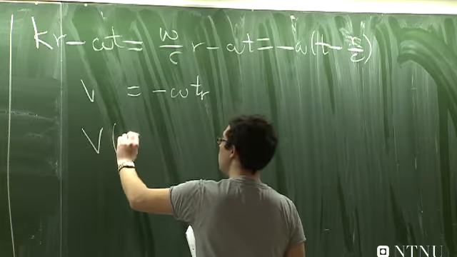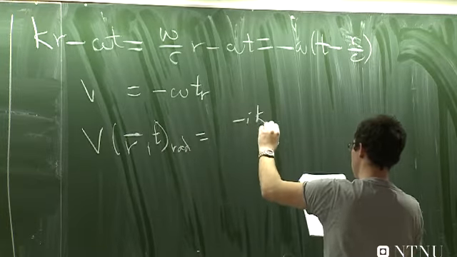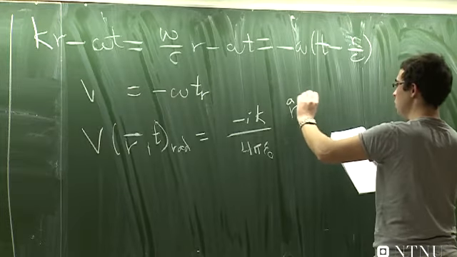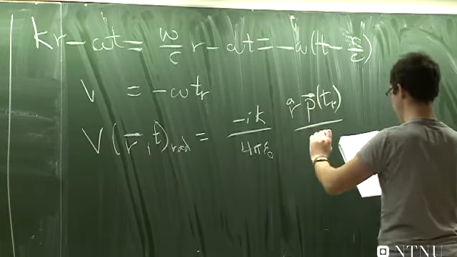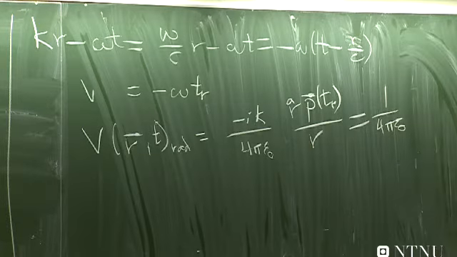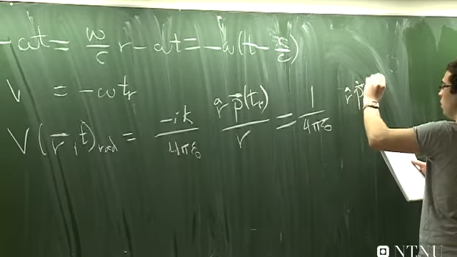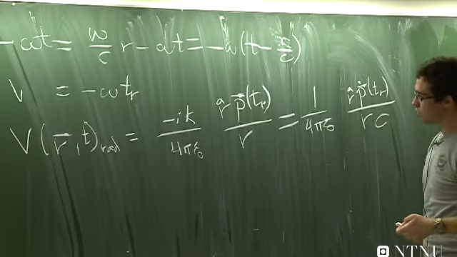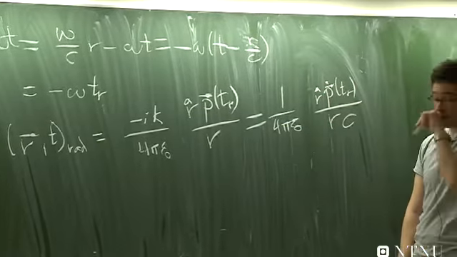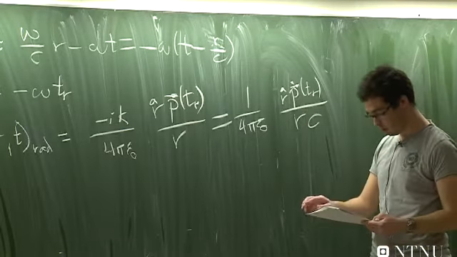The V in the radiative zone is equal to minus ik over 4 pi epsilon naught, r hat dot p of t_R over r, which is equal to 1 over 4 pi epsilon naught. And this is simply a time derivative. So I can write that as r hat dot p dot of t_R over rc. If I evaluate this, this is omega over c, right? So you can write it as the time derivative. So the time derivative of the dipole moment at the retarded time gives you the potential in the radiation zone.